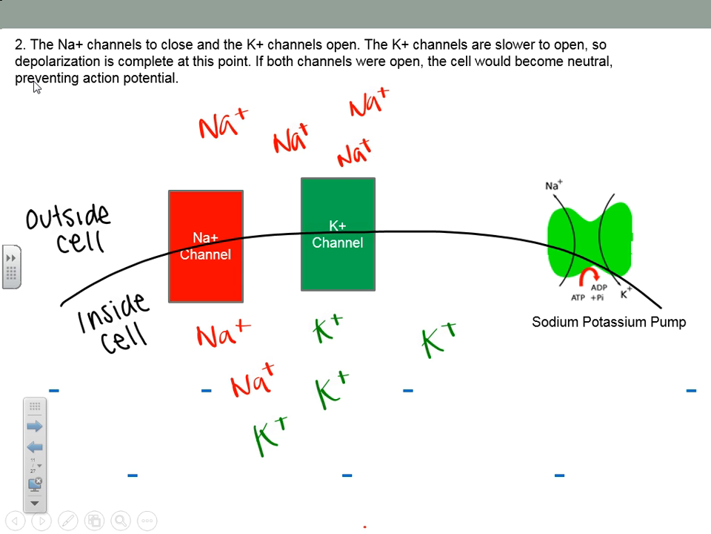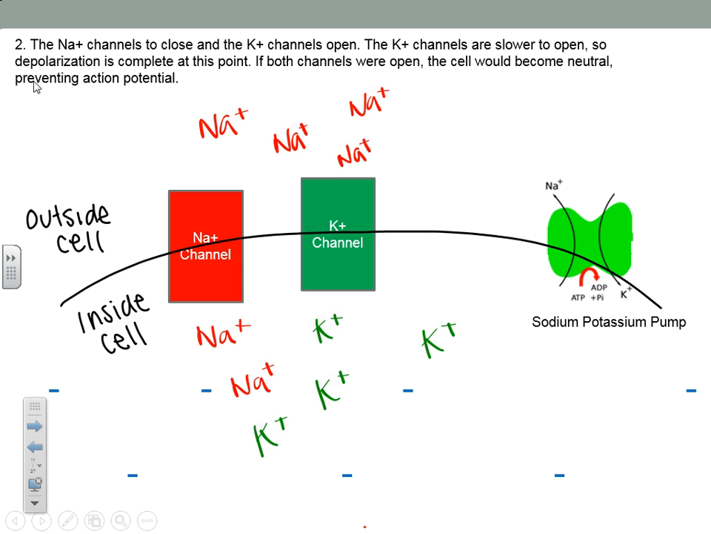Okay. So this is after depolarization has occurred. So we had some of the sodium ions rush into the cell. Obviously it would be a lot more than this. I just want to keep it real simple so you can see that now we have 6 positive charges on the inside of the cell.